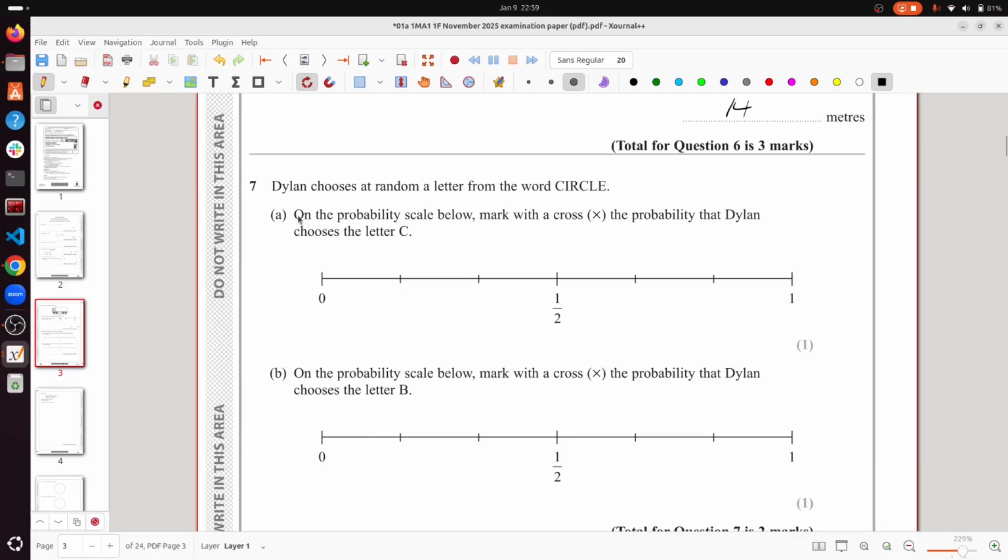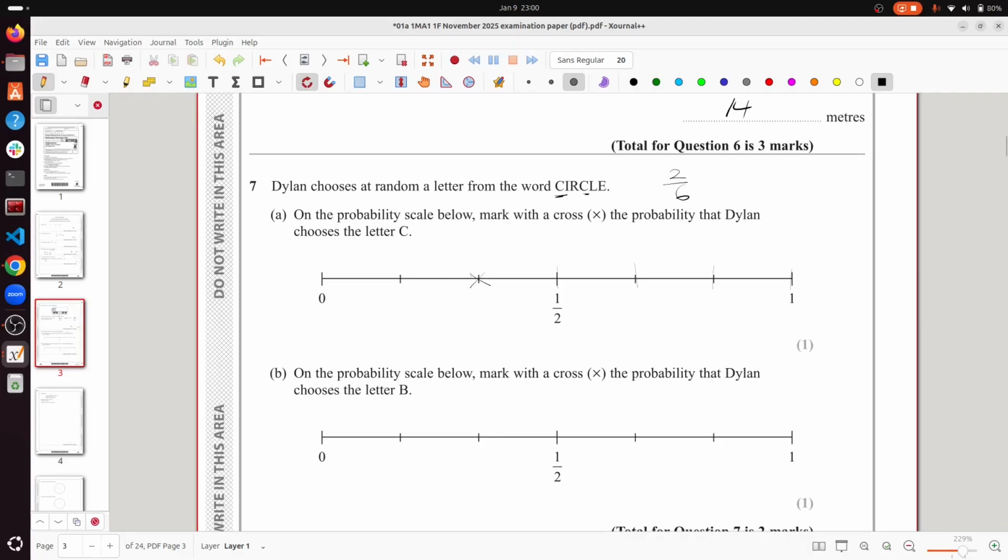So in this one, Dylan chooses at random a letter from the word circle. On the probability scale below, mark with a cross X the probability that Dylan chooses the letter C. So let's look at our word again, circle. We have how many C's there? We have 2. So that's 2 out of 6. Looking at our scale, it is divided into 1 segment, 2, 3, 4, 5, 6. So 2 out of 6, the position 2 out of 6 is this one. So I am going to put my X at this position.